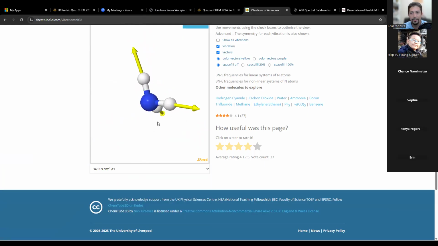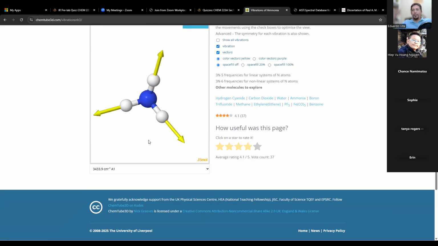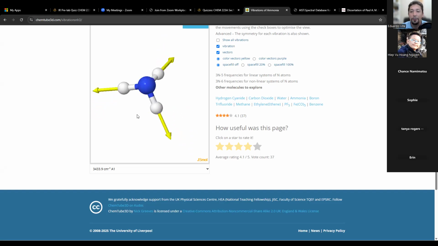Another one over here. This one is a symmetric stretch. You see that? Oh, that looks nice. I wish someone did that to my back. Just like, stretch out in all directions like that. That would be nice. But you can see this is a symmetric stretch, but notice how since the molecule is trigonal planar, all of the vectors still don't cancel out. They're not along the same plane. So they just add up in the bottom direction. You still have a dipole. So you still see this frequency in IR.